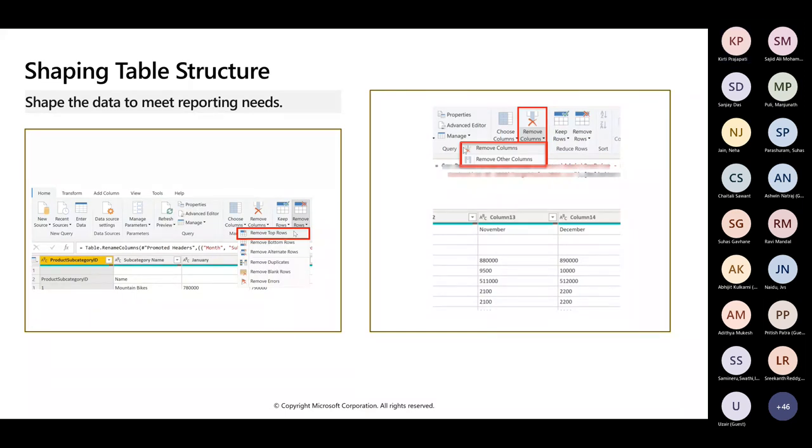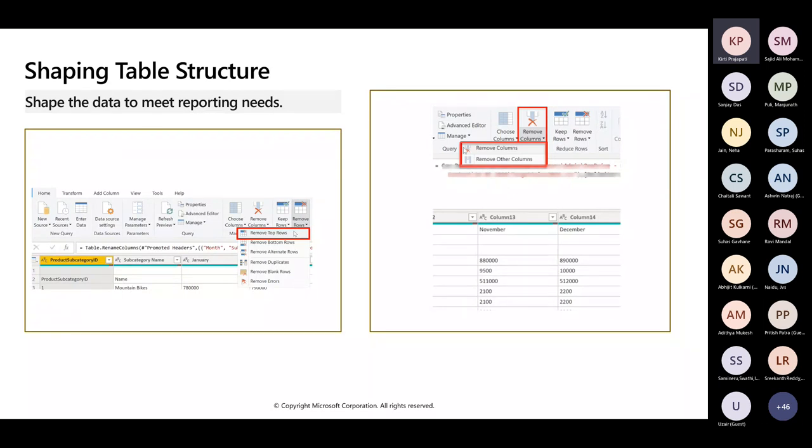So a data source might have a first row that contains column names. Generally, if you have an Excel sheet, the first row will have the column names as a header. So we can also promote the same thing from the Power Query Editor. And second, if you want to rename the column name, then we have this option available.